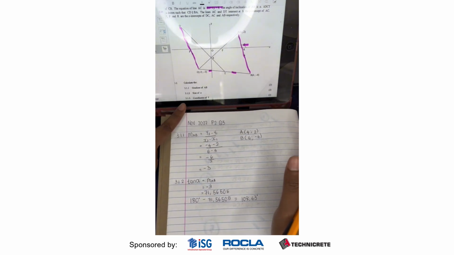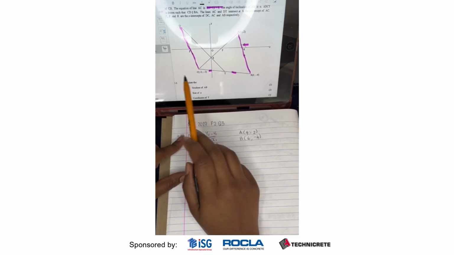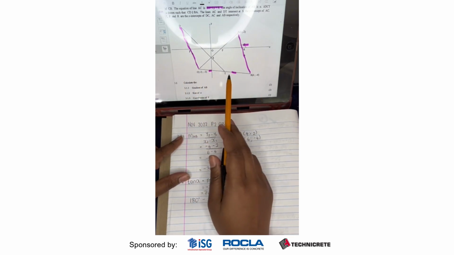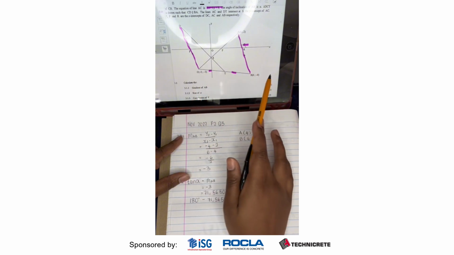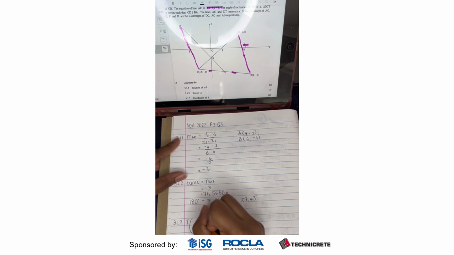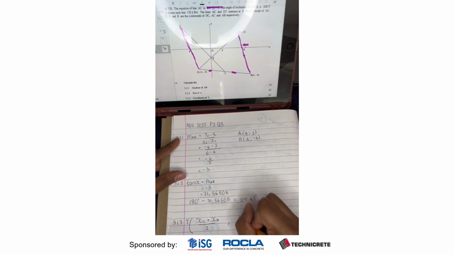Next question says find the coordinates of T. And that should also be fairly easy because they told us that it's the midpoint and these two lines are equal. So we're finding the midpoint of C and B. So 3.1.3, we're finding T, which is the midpoint. We need to use x of C plus x of B over 2. My y value is y of C plus y of B over 2.